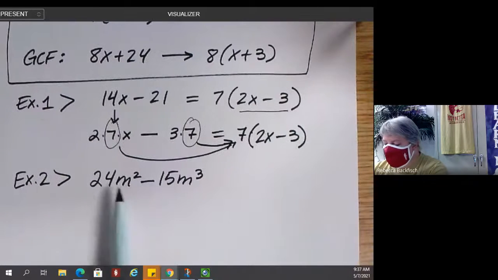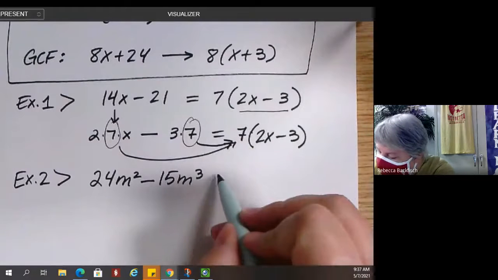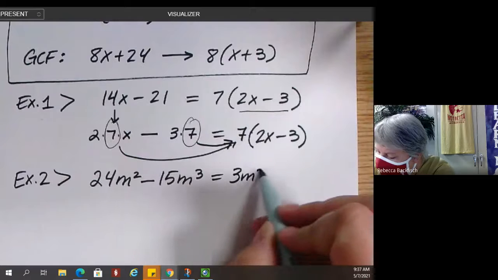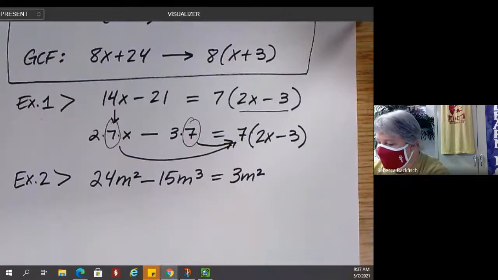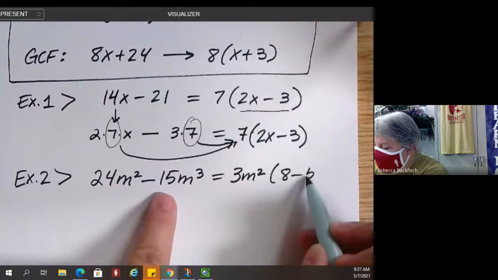Okay, so what number goes into 24 and 15? 3. So I'm going to take 3m squared out. And that leaves me with 8 minus 5m.